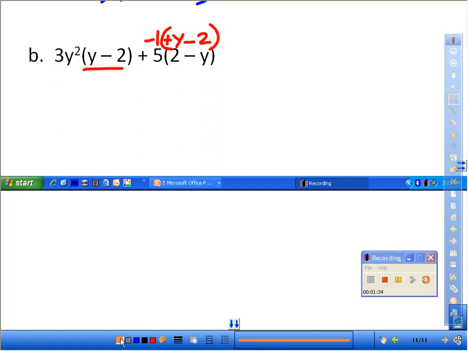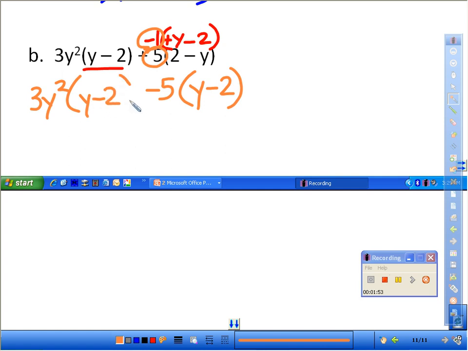But this negative 1 that we factored out needs to get multiplied by the 5 that was already there. So we have negative 1 times positive 5 is negative 5, and our new factor of y minus 2. We put that with the beginning part of this problem that we did not change. And now we can factor it just like we did in the previous problem.